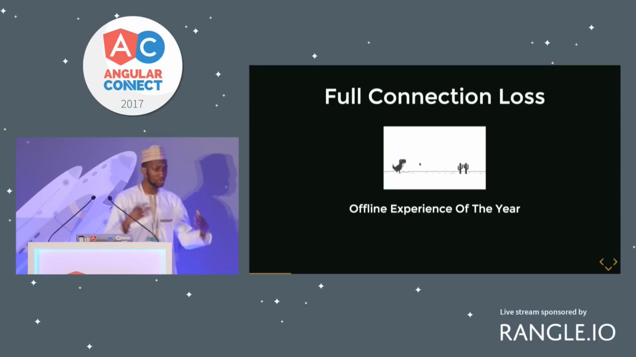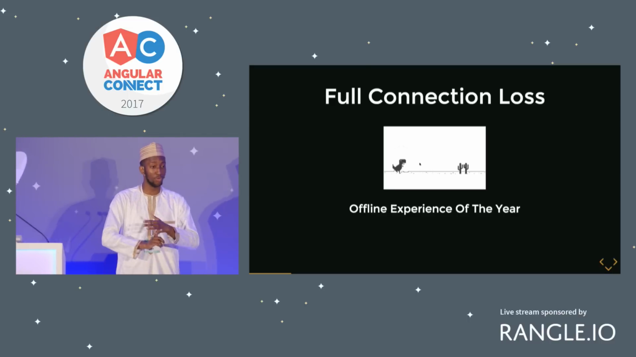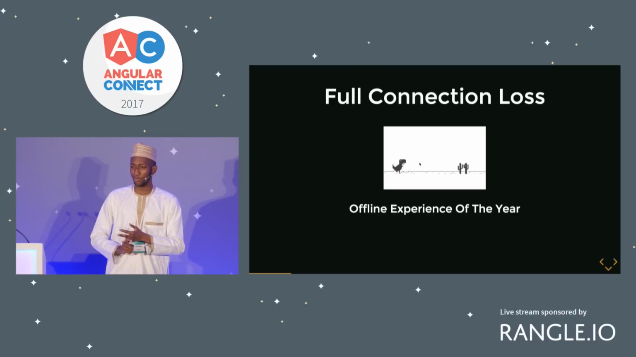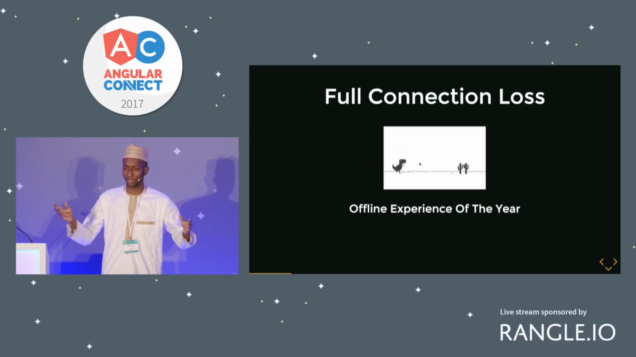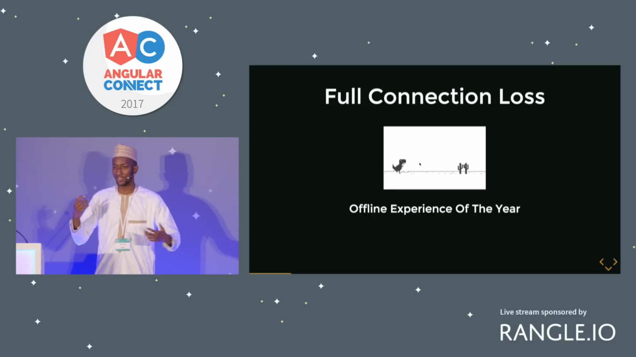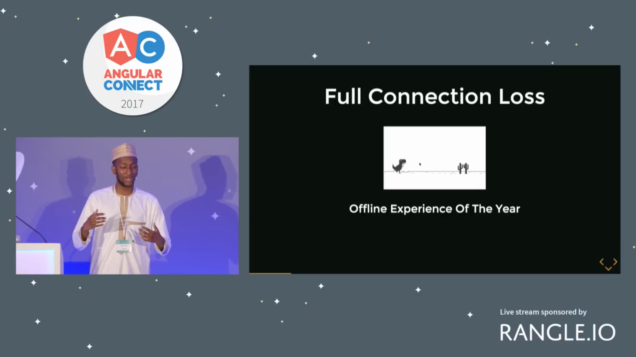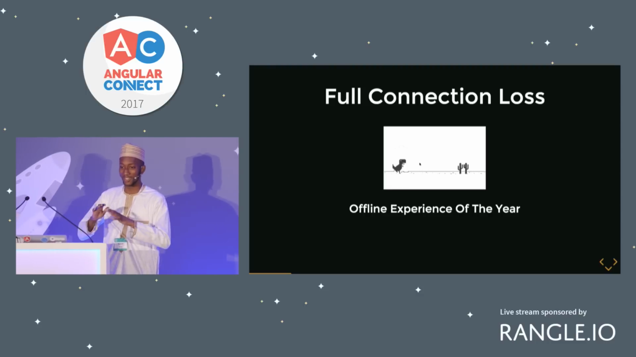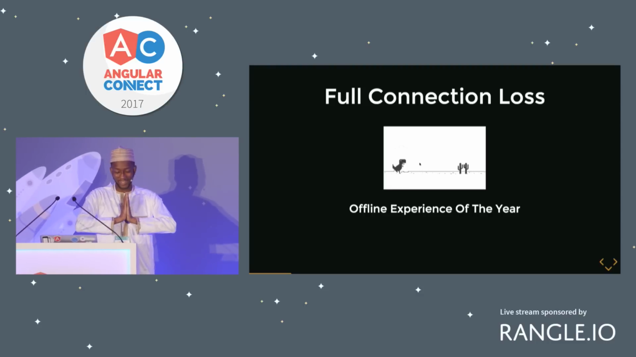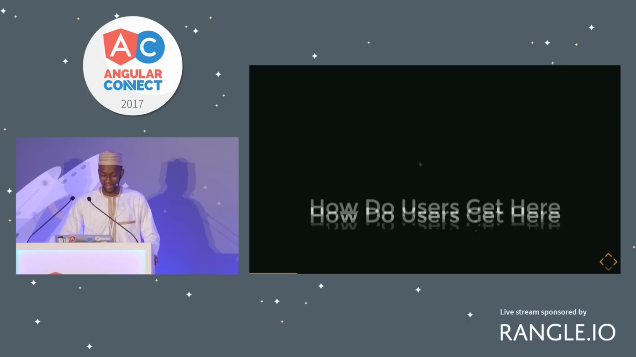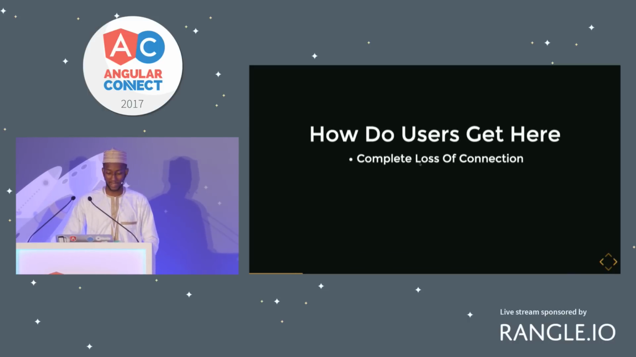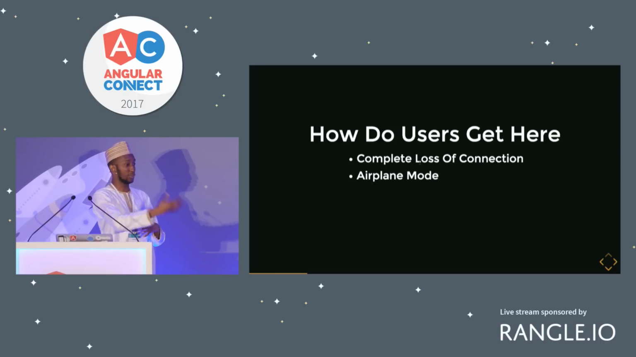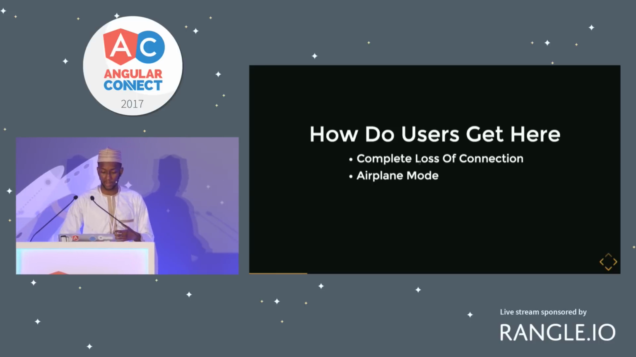So in 2017, we've sent people to the moon. There's a guy that wants you to travel around the world in an hour with a shuttle. We've invented all these great things, right? But when you go offline on your browser, that's the best thing you can see. That's the best offline experience: you can play a dinosaur game. Literally, this is the state of offline today. And how do users normally get here? When they completely lose connection, or they're on airplane mode.